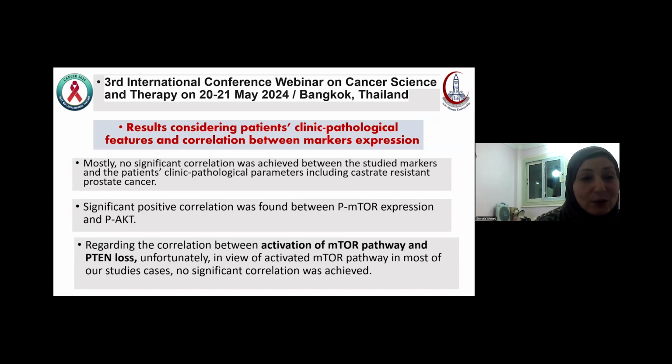Regarding the correlation of the tumor markers with the clinicopathological features of the patient, unfortunately, no significant correlation was found between these tumor markers and the clinicopathological parameters of the patient. And as I said, our target was to assess castrate-resistant prostate cancer and any significant correlation, but unfortunately, our study found no significant correlation for castrate-resistant prostate cancer cases.